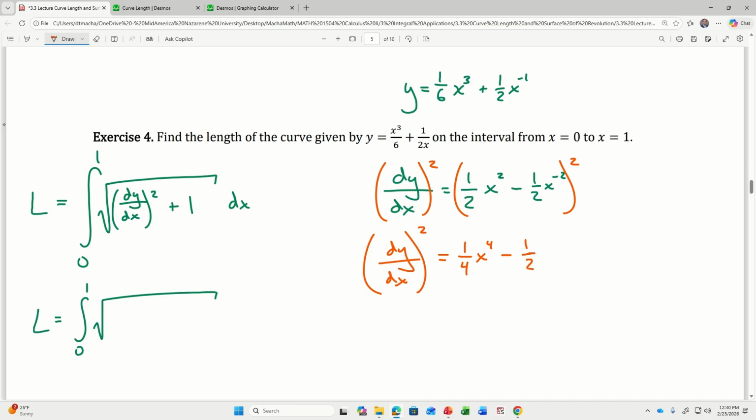X squared times x to the negative 2 power is just 1, right? X squared divided by x squared. The last term is going to be negative times negative, which makes it a positive, a half times a half, which makes it a fourth. And then x to the negative 2 times x to the negative 2 is what? X to the negative 4. There you go. X to the negative 4.